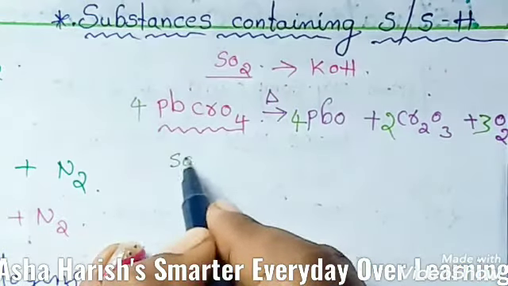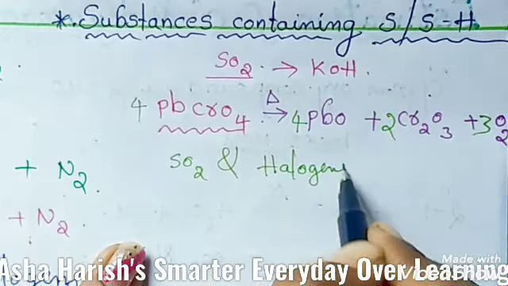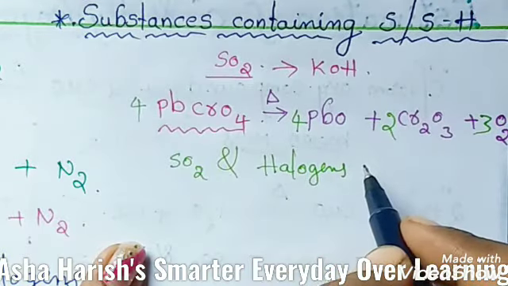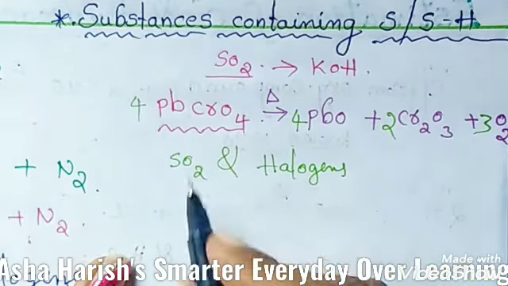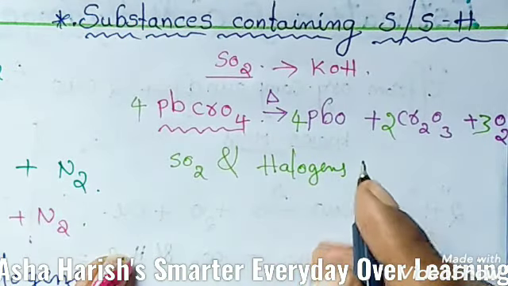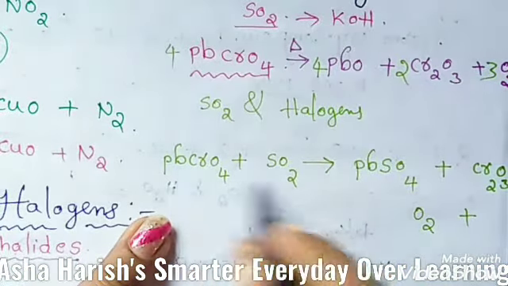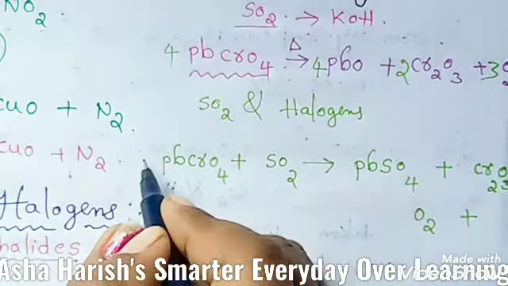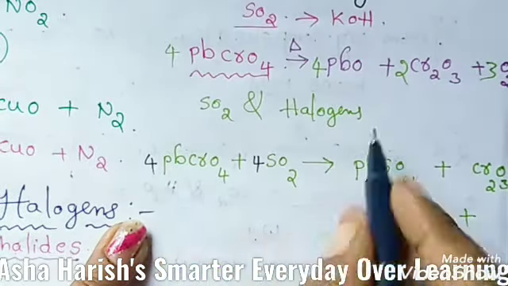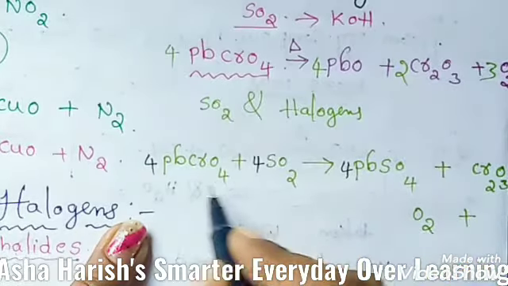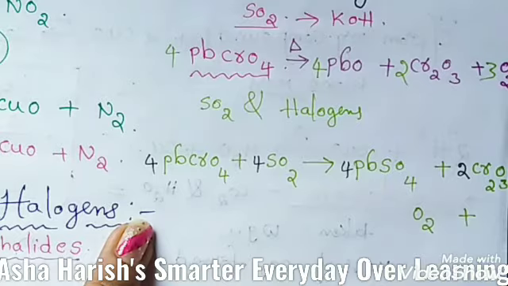And here, students, SO2 and some halogens produced during combustion react with lead chromate to form non-volatile lead sulfate and lead halides also. When lead chromate reacts with SO2, this is the net reaction. Now let's balance this. If you place 4 here and 4 Pb, then 4 here also and Cr2O3, 2 here. Okay, now the equation is balanced.